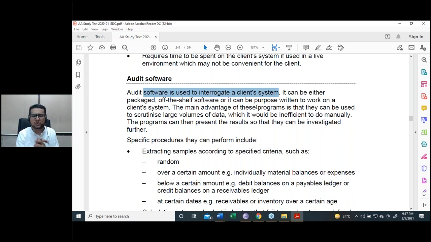So whatever the type of the software is, how are you going to use it? You are going to run the data of the client on your software in order to verify that the reports produced by the client's system and the reports produced by your software are same to same. And if things are same to same, you are going to rely on the client system. This is called audit software.